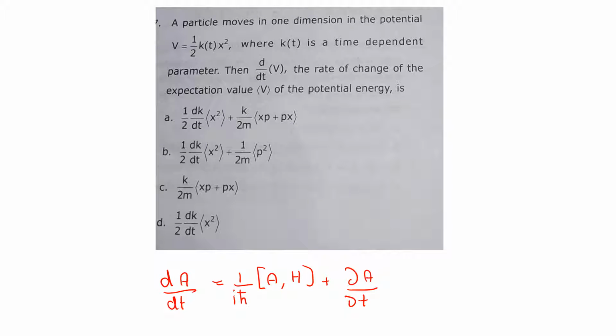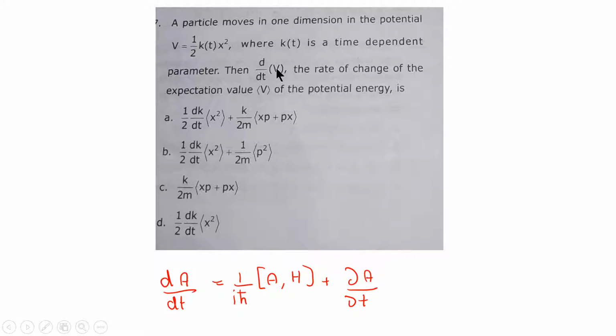A particle moves in a one-dimensional potential that is given here, where k(t) is a time-dependent parameter. So the force constant for the potential, k, is a time-dependent parameter. Now we're asked to find the rate of change of the expectation value of V.